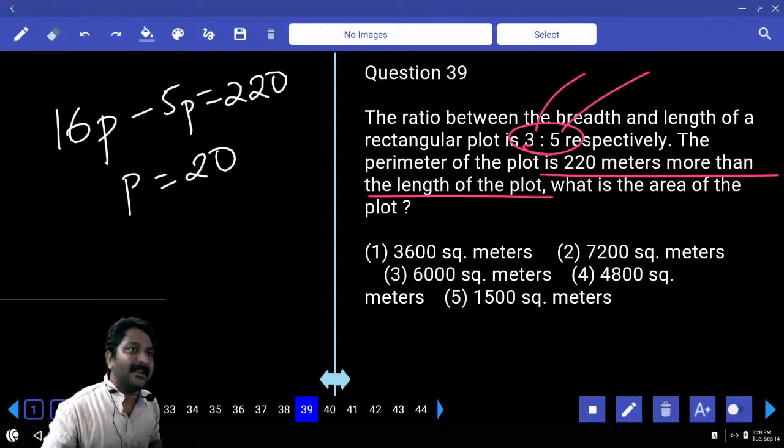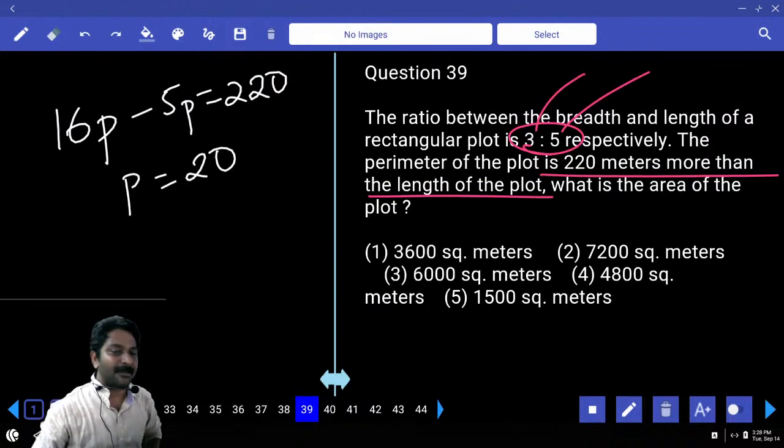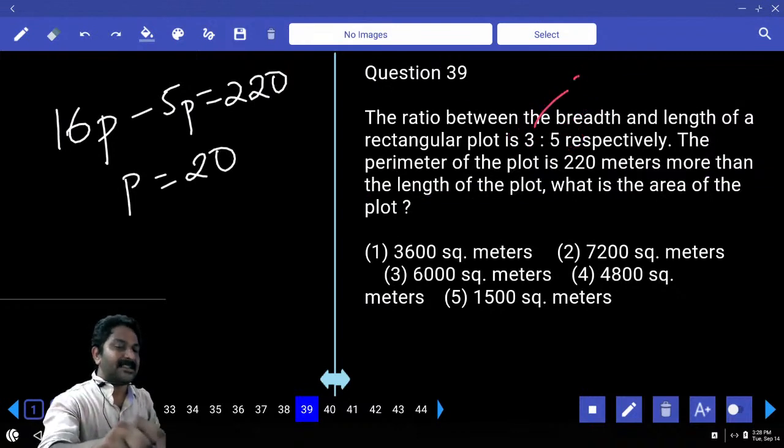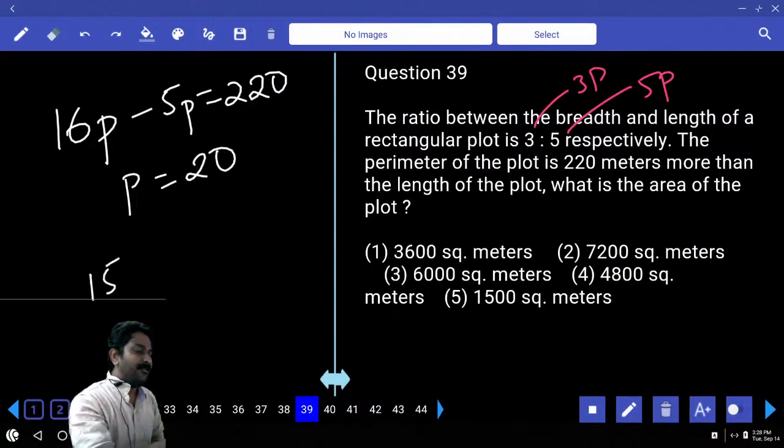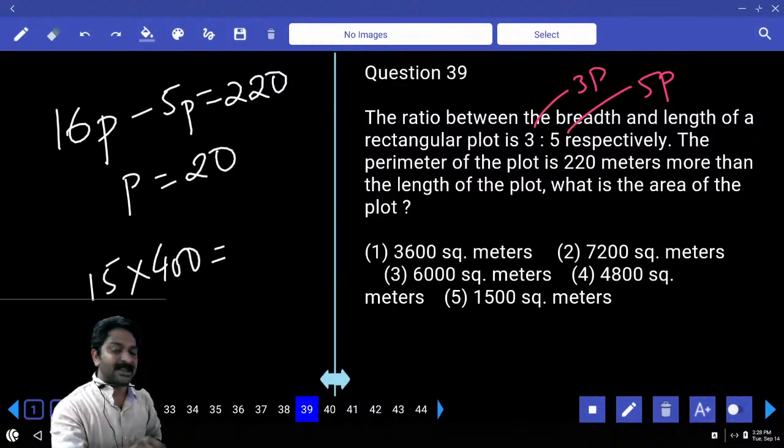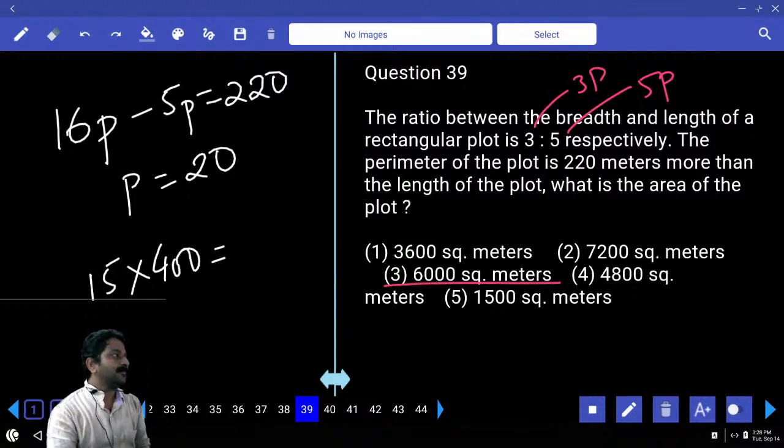Is it clear? Now what is your question? What is the area of the plot? Area of the plot in the sense 3P into 5P, that is 15 into P square only. How much is the P square value? 400. Then the answer is 6000 square meters, third option.